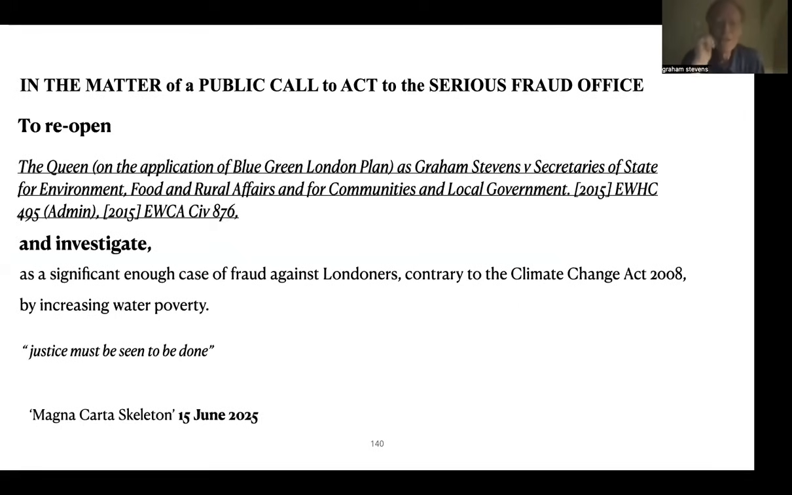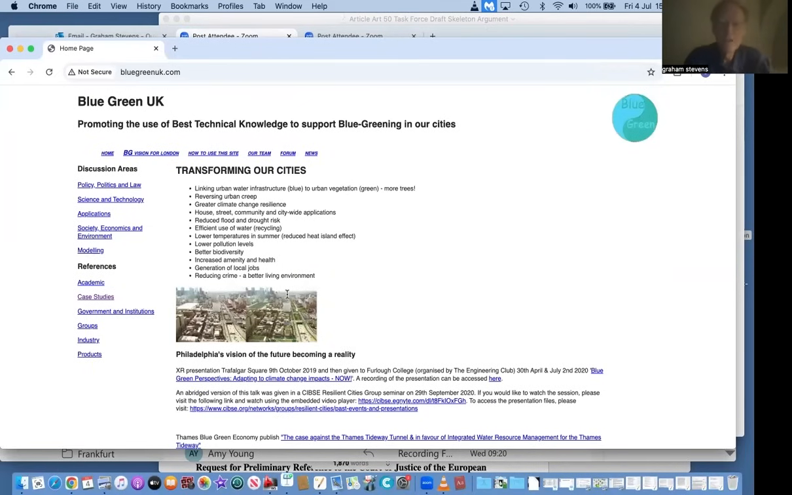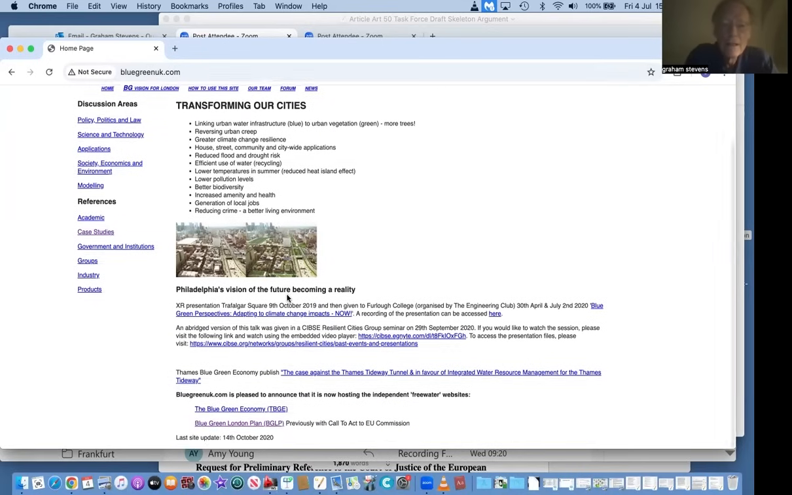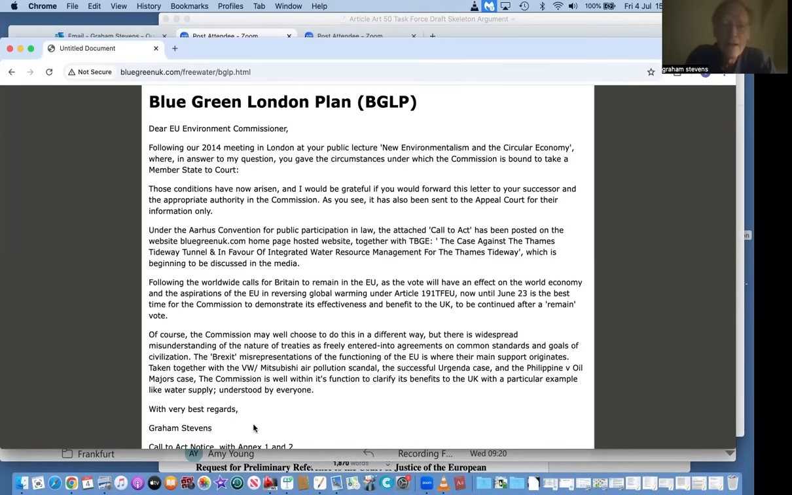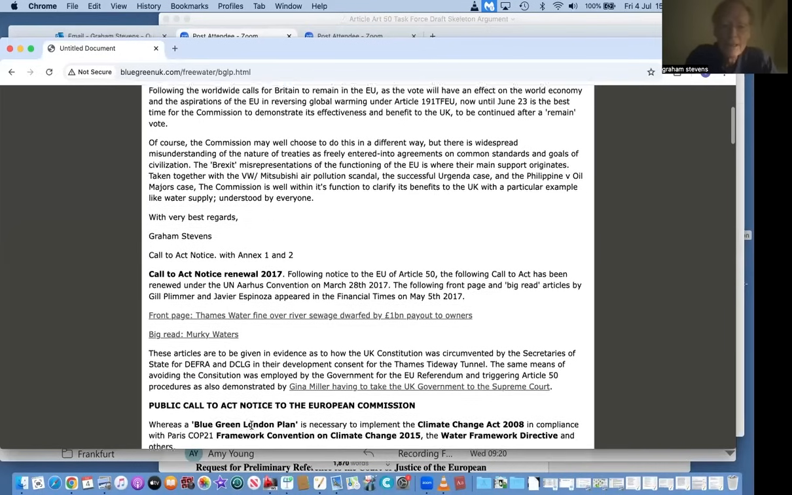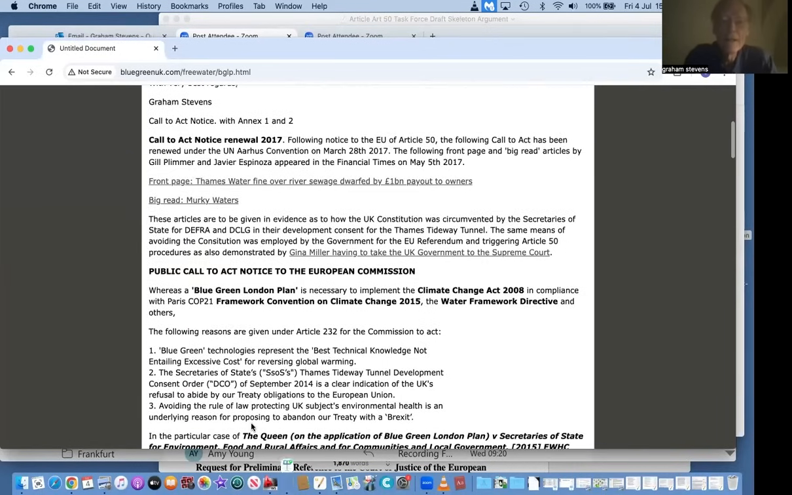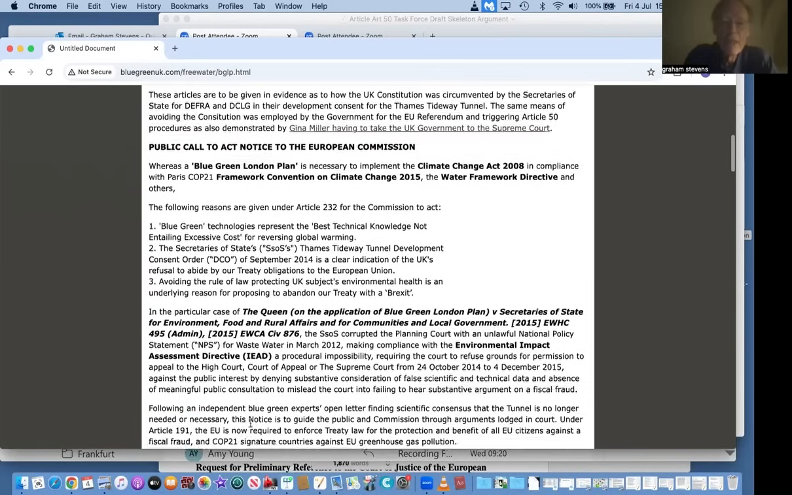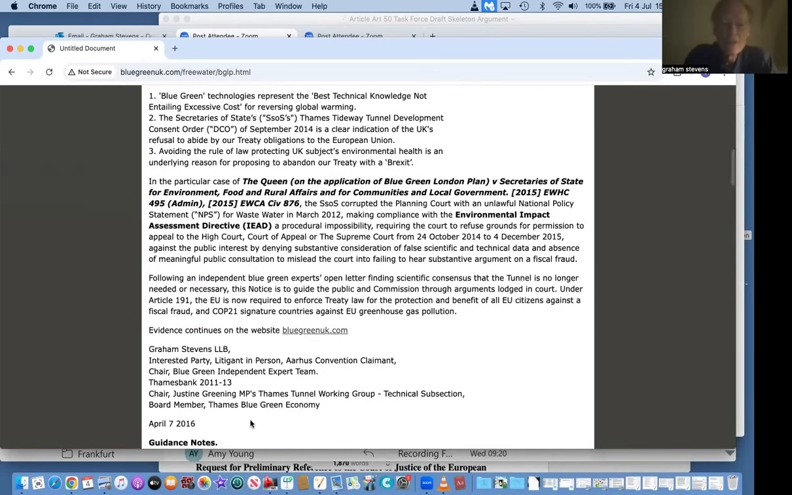So, the form of the work, Blue-Green London Plan. This is the website of Blue-Green UK, run by Professor Darren Wolf. And it includes the whole case. So the case is published and can be referred to online. And this is the call to act to the European Union, setting out the law and the history. As you can see, it's extremely complicated.